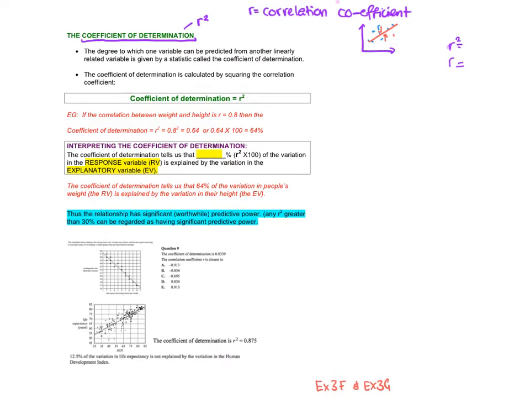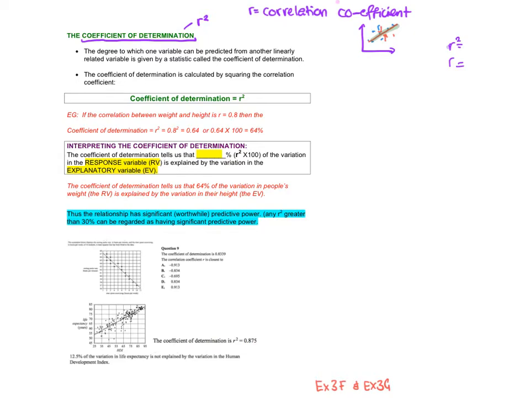But what does the R squared tell you? It tells you the degree to which one variable can be predicted from the other, but only if there's a linear relationship. Like the R value, we're going to decide that yeah, we think it's linear, and then we can say, all right, use the R squared, and we'll predict what we think can happen. The R squared is found by squaring the R value.